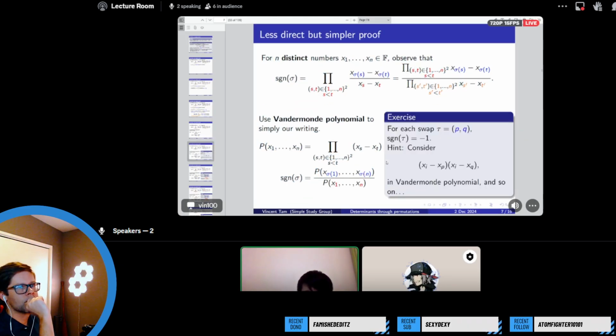And then there's a little exercise. Actually, this is called a transposition, but I use swap so that you'll be reminded that such a two cycle means swapping two numbers, swapping P with Q.